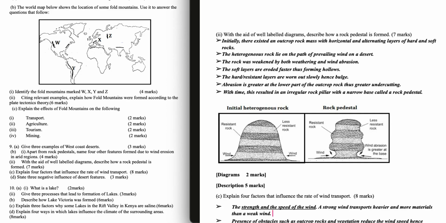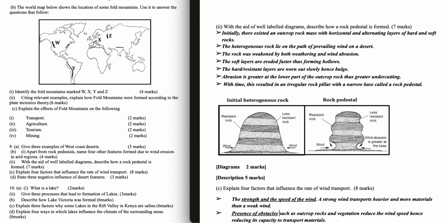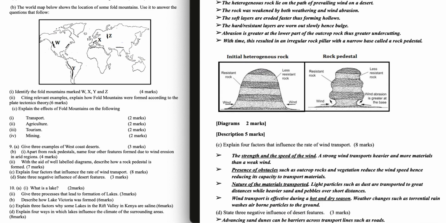Question 9c. Explain 4 factors that influence the rate of wind transport. The strength and the speed of the wind. A strong wind transports heavier and more materials than a weak wind. Presence of obstacles such as outcrop rocks and vegetation reduce the wind speed, hence reducing its capacity to transport materials.